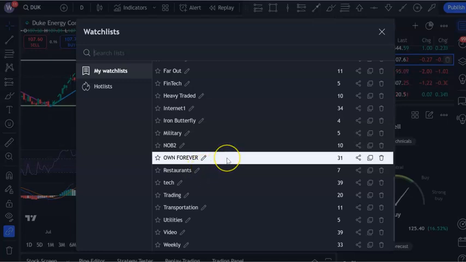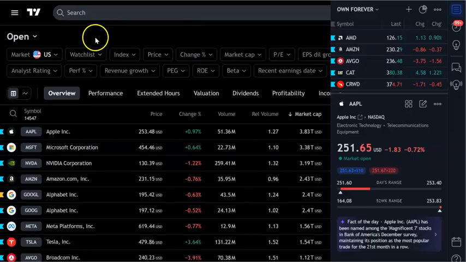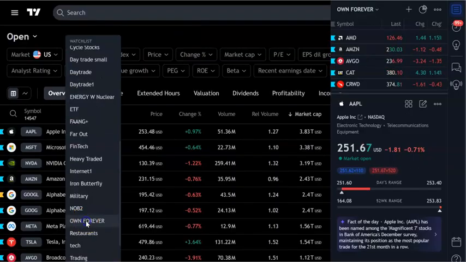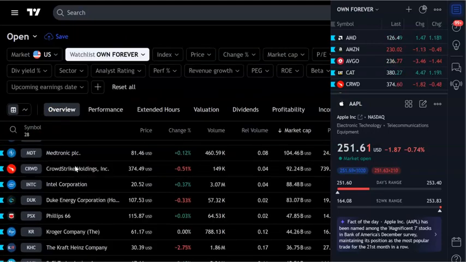Restaurants, energy, utilities, and I'm able to turn on and add a color so that when I do a query, I'm only querying the ones that I want to do. And you can turn the same color on multiple watch lists. Let me just show you an example. This is the TradingView new scanner, and you can put your watch list there. Here's my own forever. And now I'm only going to look at those stocks that are on that list.